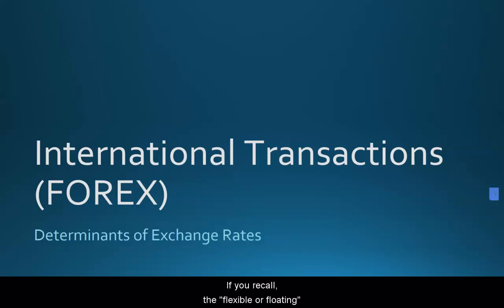If you recall, the flexible or floating foreign exchange rate is based on a supply-demand model with no government intervention. As a result, these rates tend to be very volatile and unstable. However, you can determine the relative values of the currencies. We refer to the currencies as having a shared relative value because if one currency appreciates, then it means that the other currency depreciates. So what are these determinants or shifters?